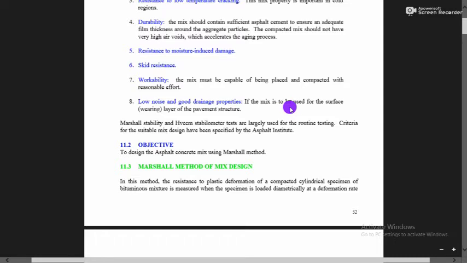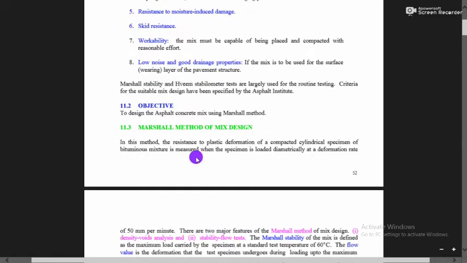If the mix is to be used for the surface wearing layer of the pavement structure, the Marshall stability and flow tests are the most widely used, with reference testing criteria for a suitable mix design specified by the Asphalt Institute. The objective is to design the asphalt concrete mix using the Marshall method. 11.3 Marshall method of mix design.